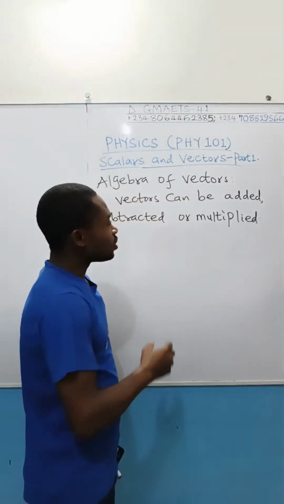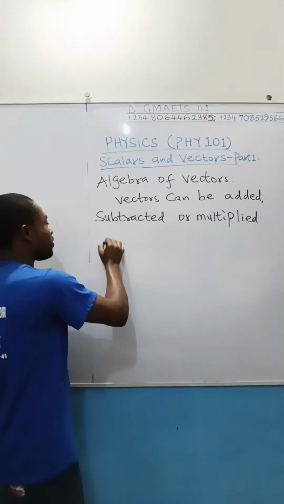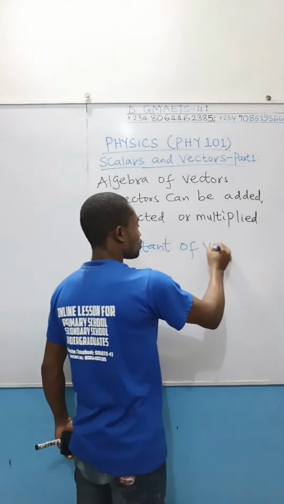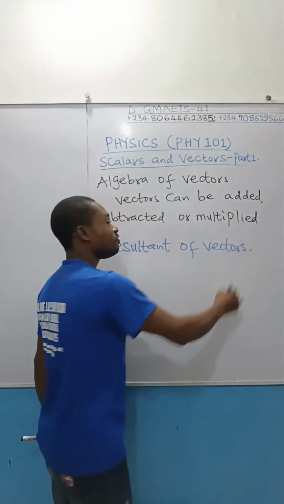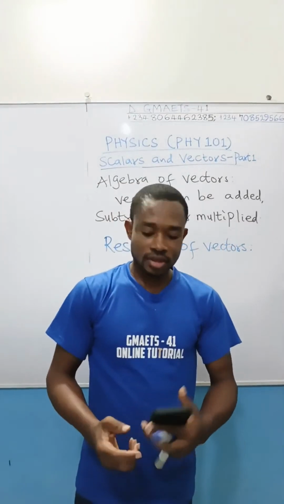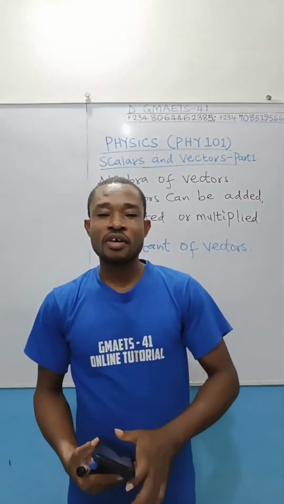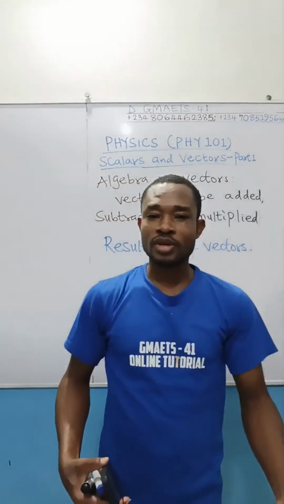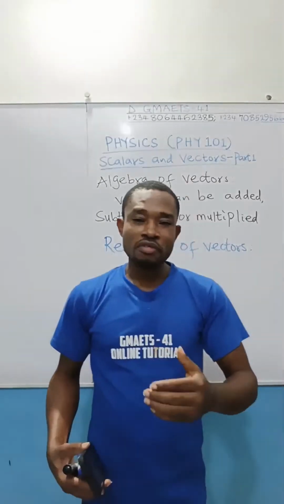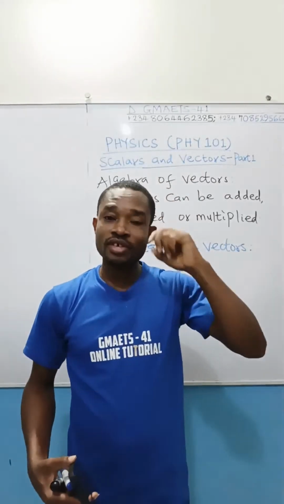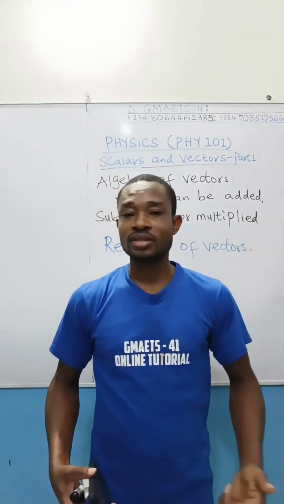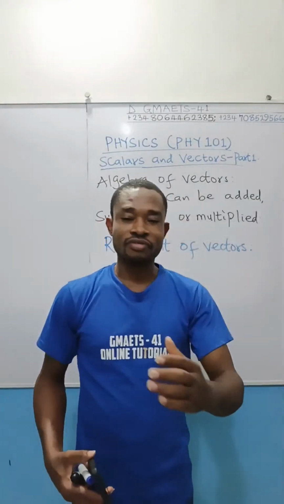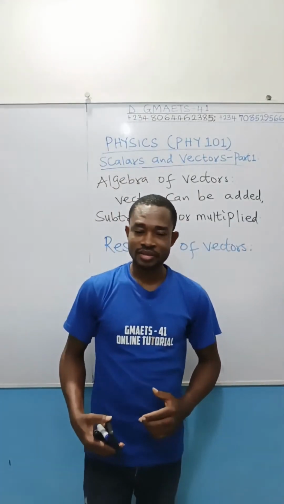Before we move on fully into this algebra of vectors, I would like to have us define the resultant of a vector. We have to define it because whenever you're talking about algebra of vectors, you're trying to solve problems on vectors. By the time you solve a problem on vectors, your final result is called the resultant. So what is the resultant of a vector? Let us define it. I hope you're ready, right?